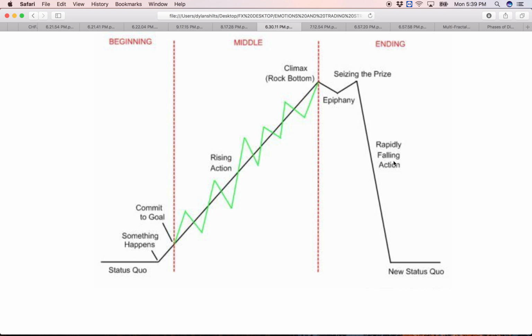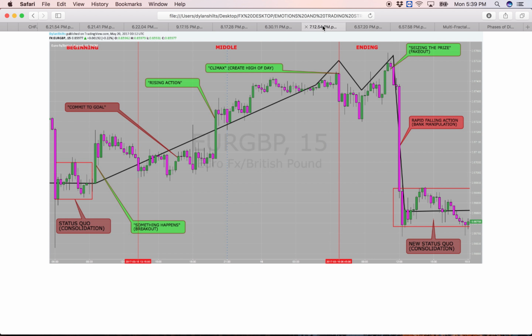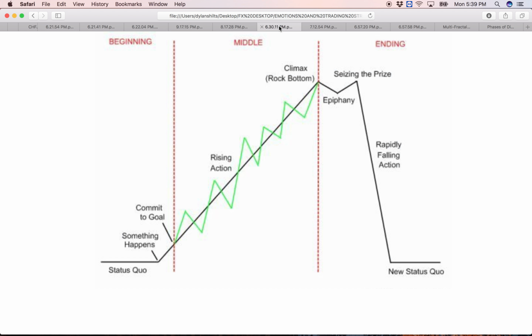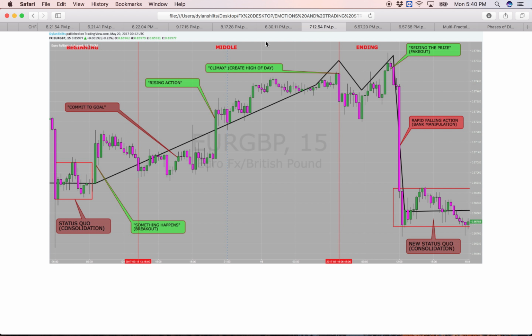Rapidly falling price action. How's that any different, you guys? Okay, new status quo, new status quo. It ends in the same place that it begins, and I'll show you this happens almost every single time. Here it is once again, charted out on the market. Beginning, middle, end. Status quo, something happens, there's a breakout. The dealer commits to his goal of creating that uptrend for 2.5 days.